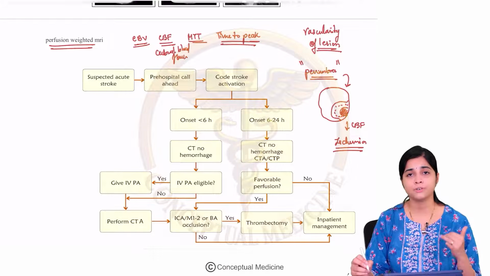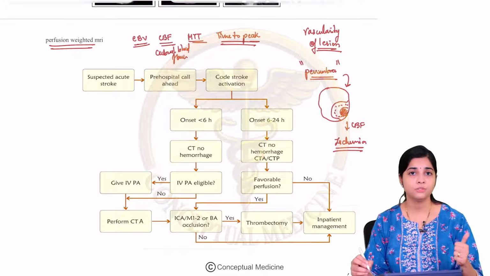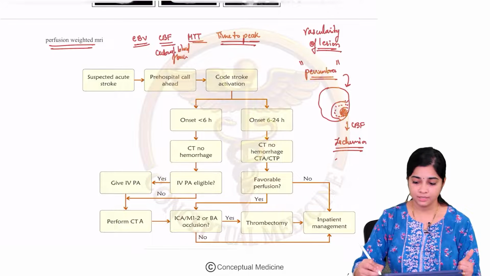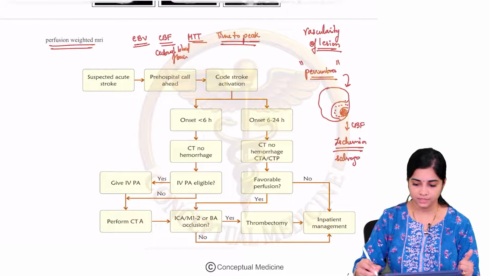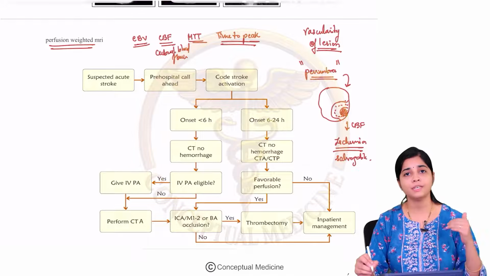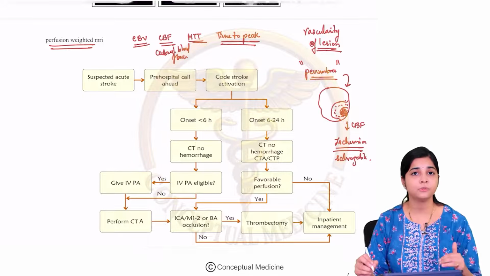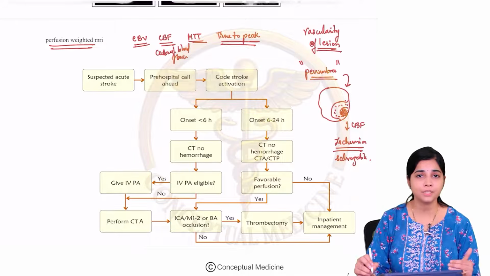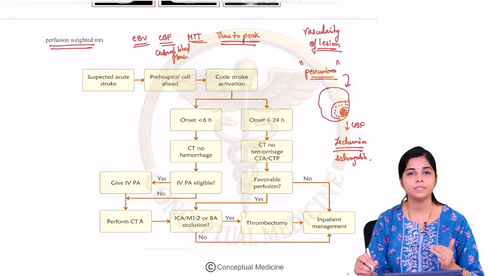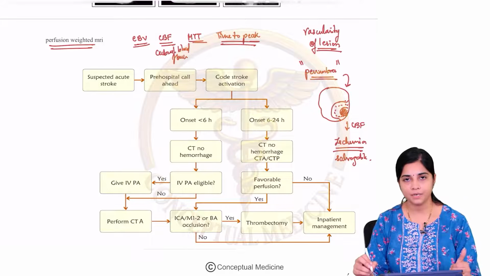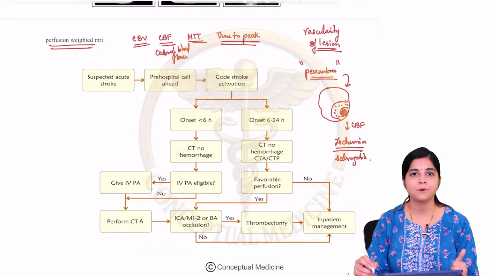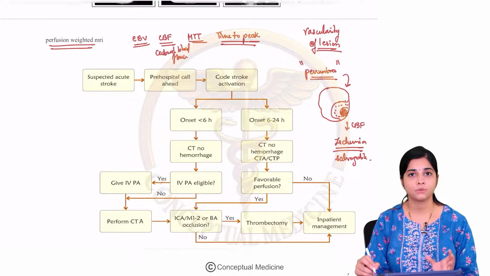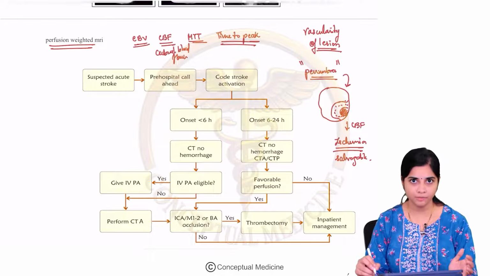So what is the use of identifying the penumbra? The use of identifying the penumbra is that this region is salvageable. It has not yet undergone an infarct. So if you restore the blood flow through any method, be it thrombolysis or thrombectomy, then that area can be salvaged. So identification of the penumbra is very important, because we will know which part of the stroke is still salvageable. Okay, right?